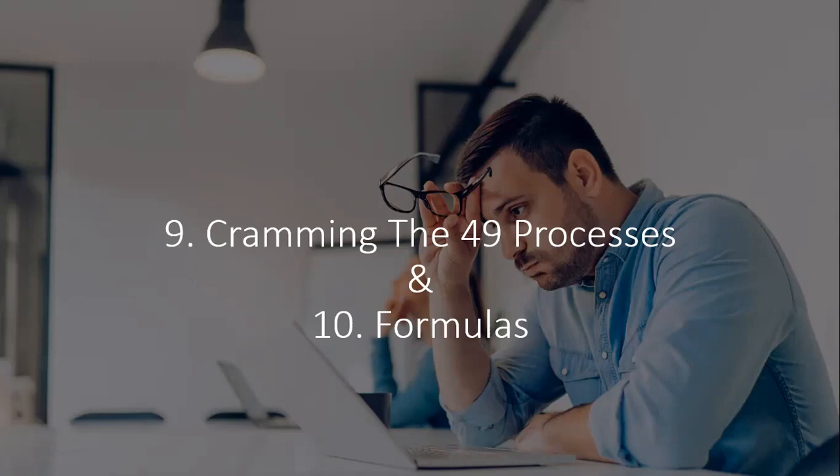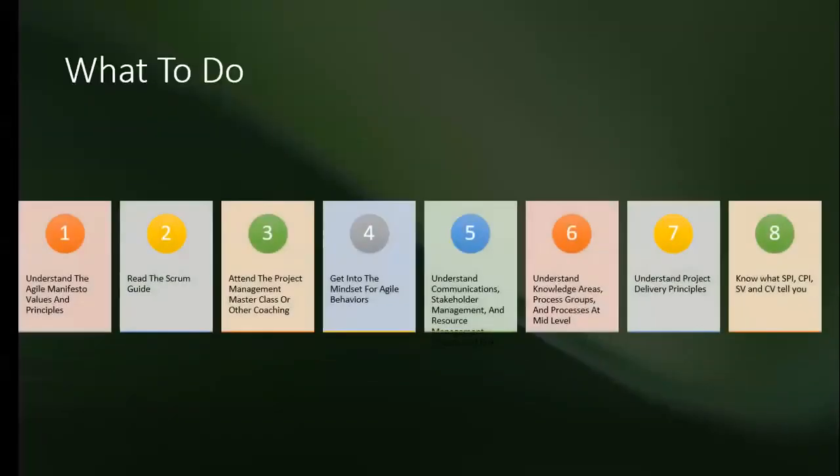Someone says, but Phil, what should we do? Do these things. Number 1, understand the Agile Manifesto, values and principles. Number 2, read the Scrum Guide. Number 3, attend the Project Management Masterclass or other coaching where we equip you to do number 4, getting into the mindset for Agile behaviors. Number 5, understand communications management, stakeholder management, resource management, change and risk. Number 6, understand the knowledge areas, process groups, and processes at a mid-level, not going down all the way to the bottom and going crazy to cram them. Don't do that. The payoff is low.